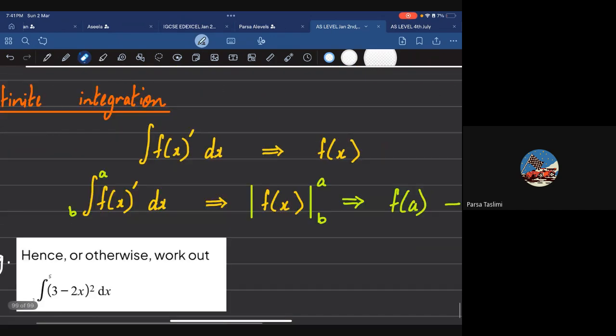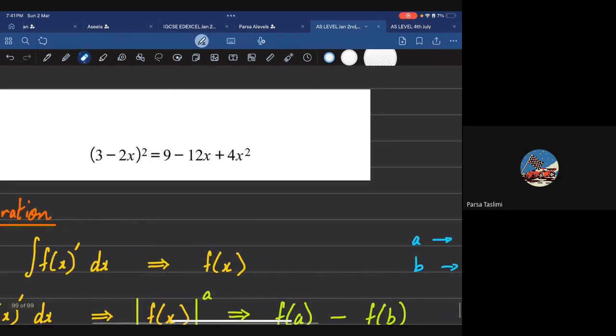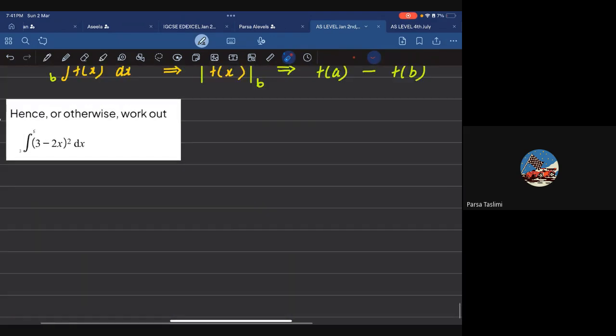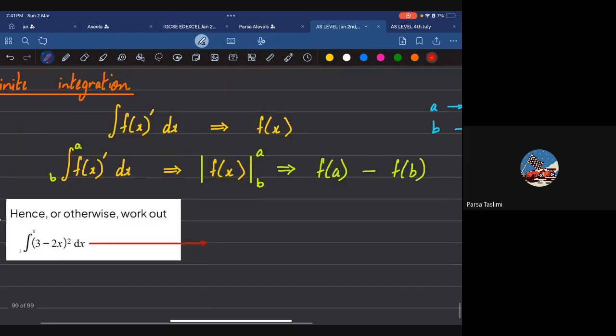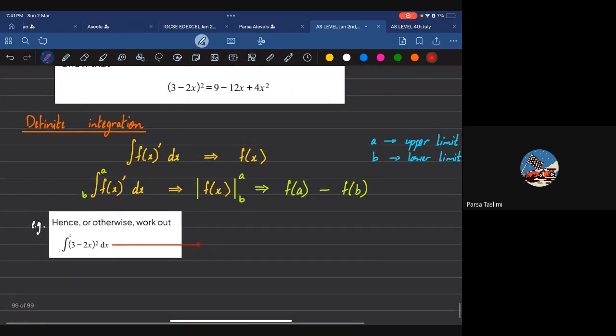You must have already calculated its integration above. Now you just need to simply do what? For this question, what was the integration, guys? It's 9 minus 12x plus 4x squared. Now, usually I would have added a plus C, but I'm just going to do f of 5 minus f of 3. Yes, simply.